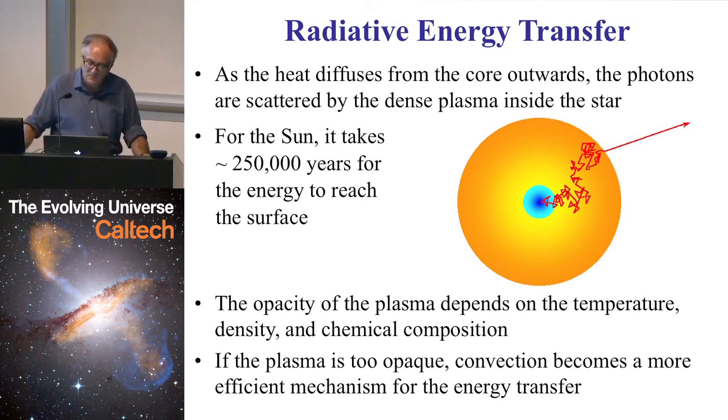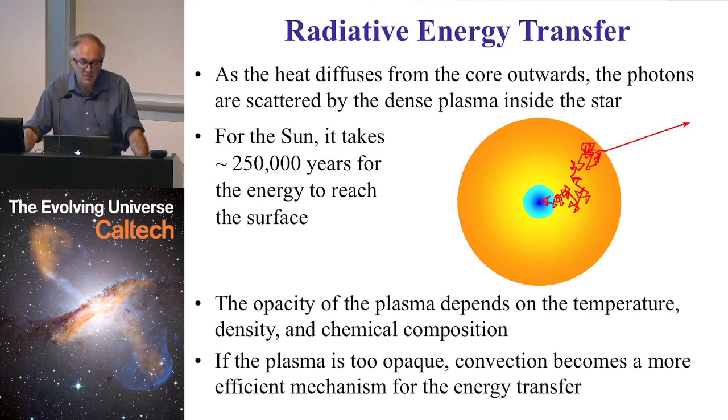Now, that is governed by the opacity of the plasma. And that depends on density and temperature and chemical composition, because different ions will be better at absorbing or scattering photons than others. And that's a fairly complex computation that's based on atomic physics. But we know how to do that.